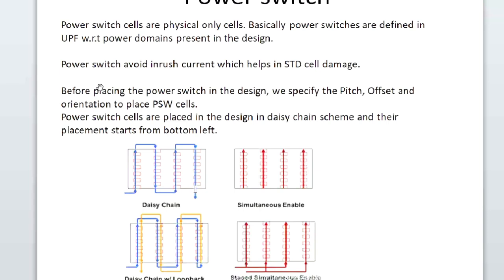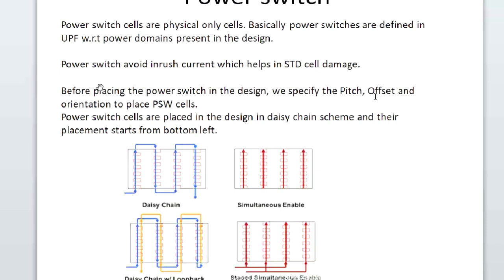So when I check, first we have to see the pitch. What is the pitch value? Pitch means the center to center distance between the power switches. And what is the offset value? All those are defined in the UPF only. We have to extract them from the UPF file and use them in one overhead file, and see what the pitch and the offset value are.